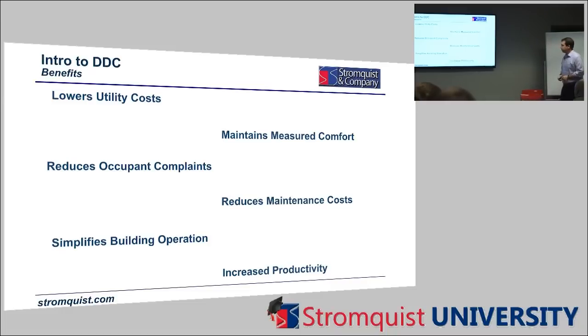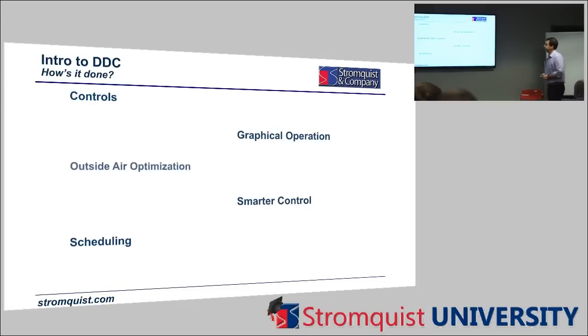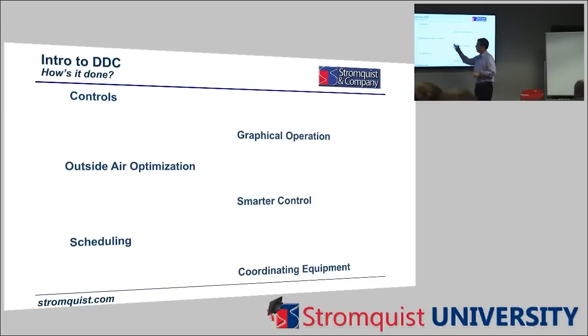All right. So how's it done? Well, the first thing is controls. We've already talked about that. Smart controls. Stick them on our unit. We program them to do what we want. They automate themselves. It's a much, much smarter control and a much easier program. The building runs a lot more efficiently.